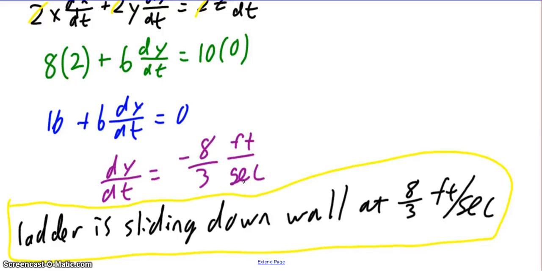When we're doing these related rates, you want to pay attention to whether you get a positive or negative answer, but understand how that applies to the context of the problem. So when we write our answer in a sentence, the ladder is sliding down the wall at 8/3 feet per second. We don't need to include the negative there.